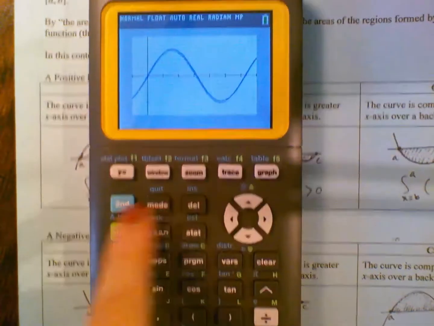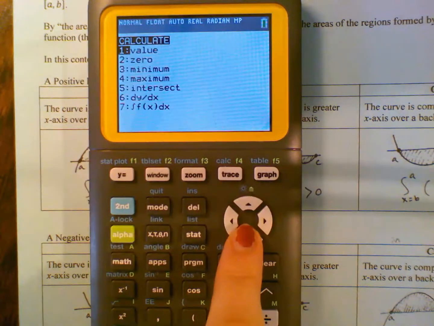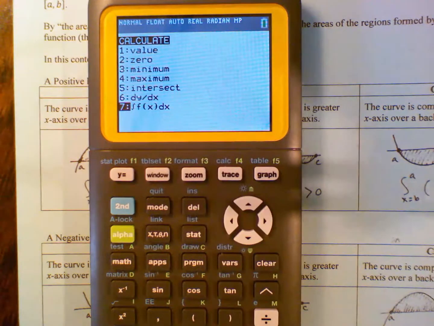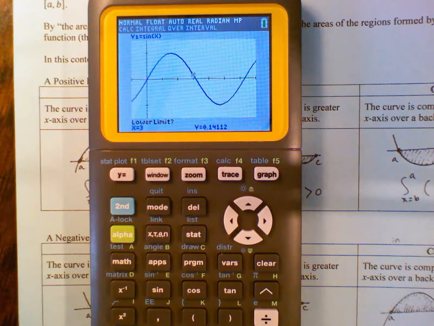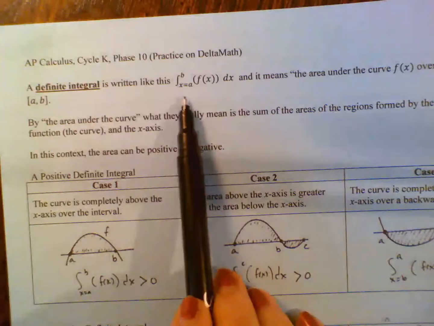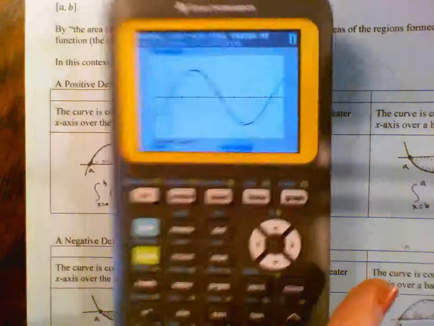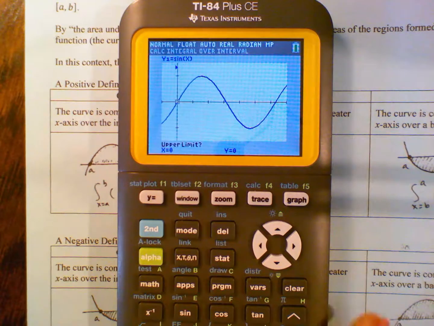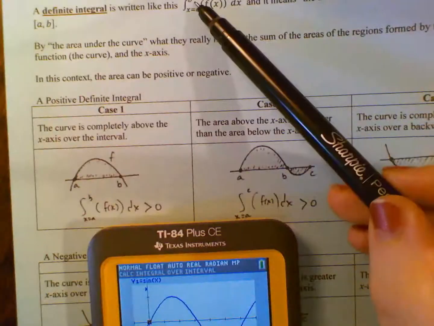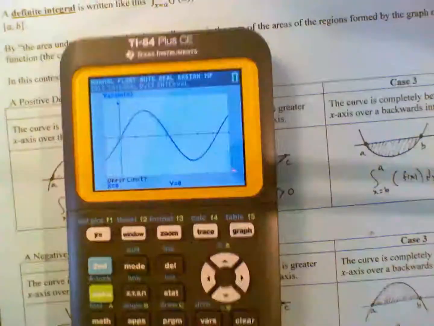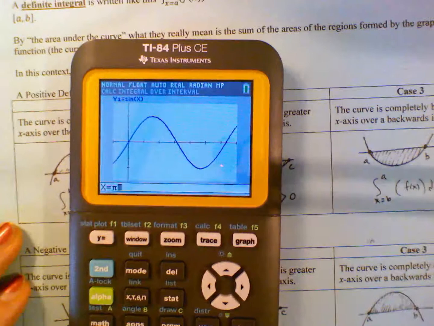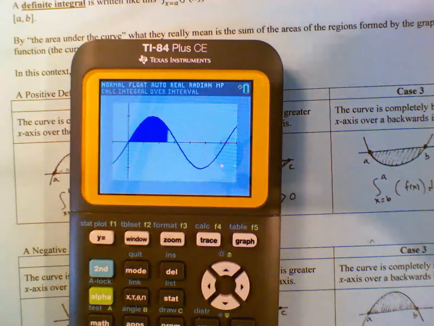So we go to calc, so second trace, and then down at the bottom, 7 is this integral right there, okay? The lower limit is the number that you want to put at the bottom of the integral. So the lower limit is 0, enter. And then the upper limit is the number you want in the top of the integral. So I'll do pi. And watch what it does. So it shades in that area.